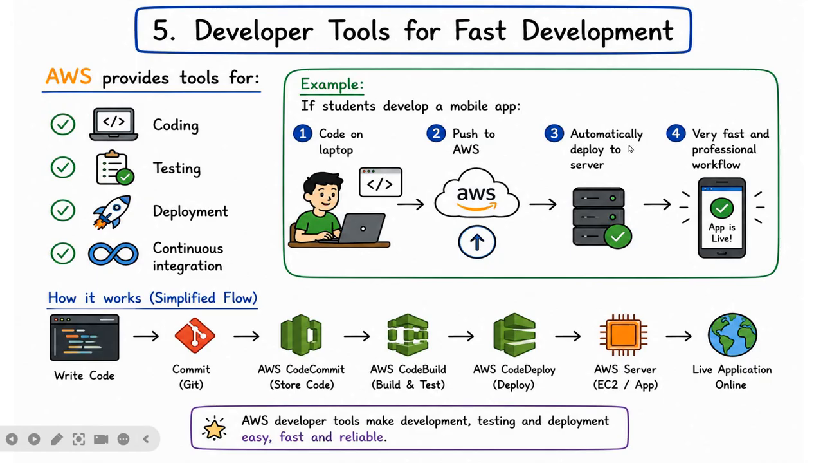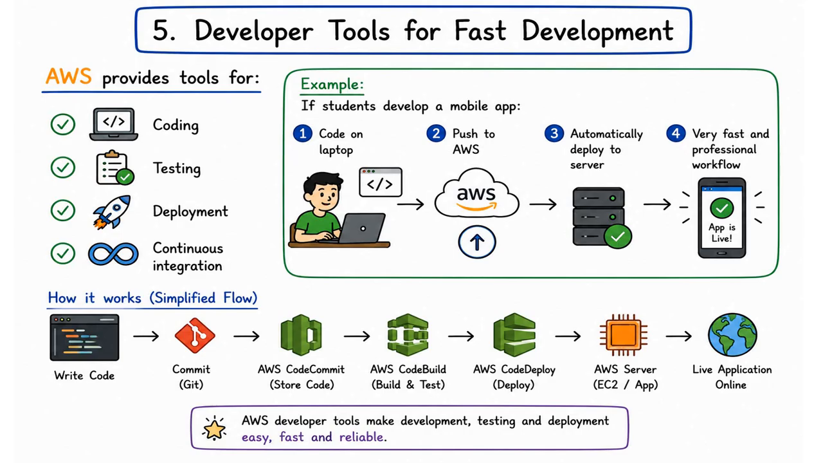Then comes the third step, that is automatically deploying to the server, where once the code is uploaded, AWS can automatically build the app, test it and also deploy it to the cloud servers, and there is no need to manually configure the systems or copy files repeatedly and restart the servers manually. Then the fourth is a very fast and professional workflow, where this automated process creates a professional software development environment.